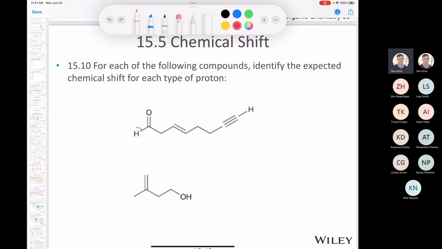Who could tell me what the chemical shift of the aldehyde proton is, approximately, based on that table that we just looked at? Anybody? Don't be afraid to unmute your mic and interrupt me or holler it at me. You won't offend me.